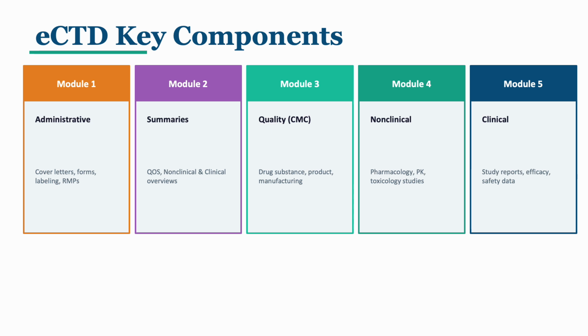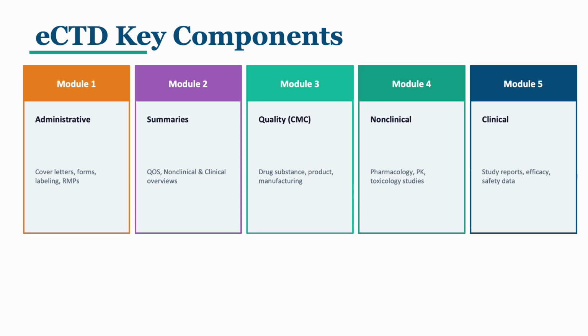Module 2 is crucial because it contains the CTD summaries, the quality overall summary that summarizes Module 3, the non-clinical overview and summary that summarize Module 4, and the clinical overview and summary that summarize Module 5. Reviewers heavily rely on Module 2 to understand the submission before diving into detailed data.